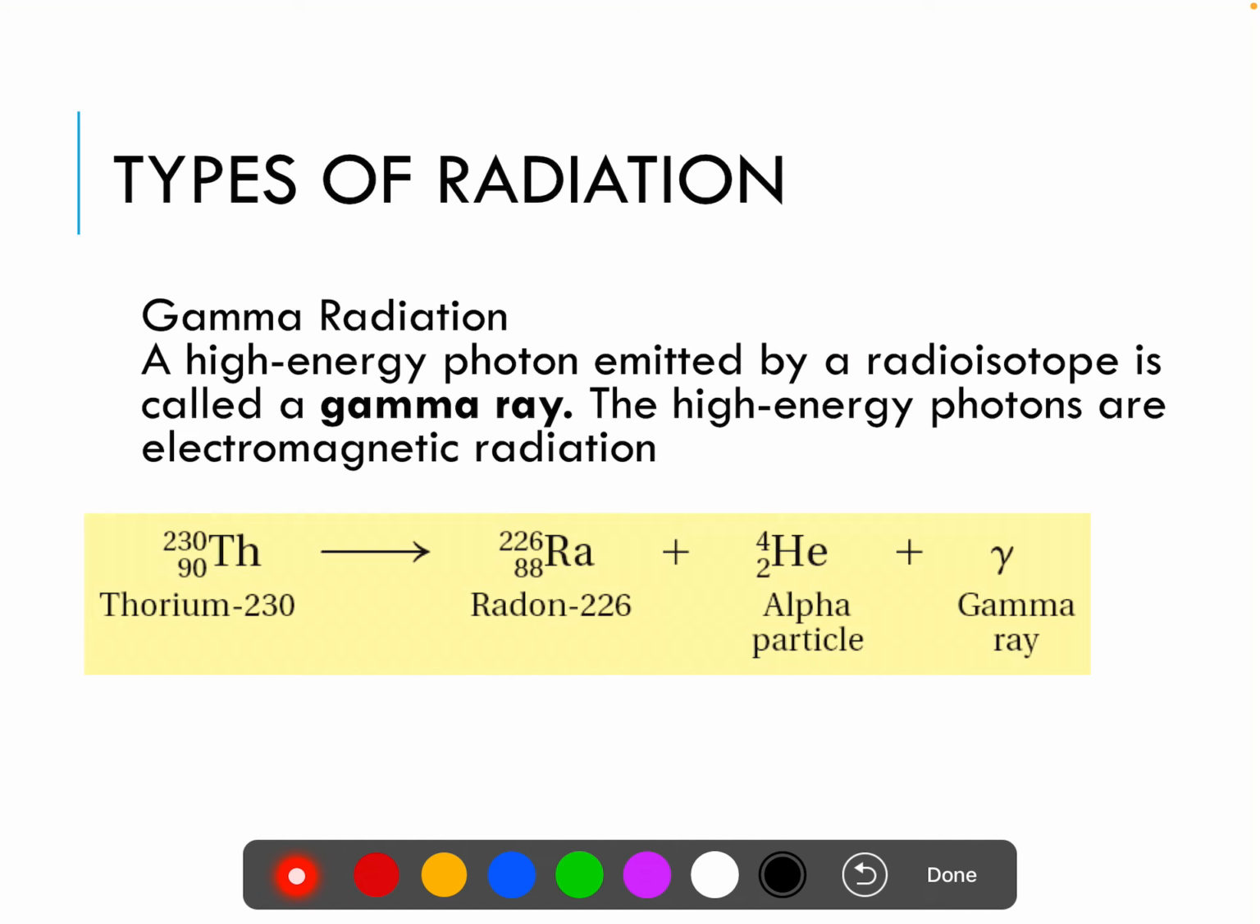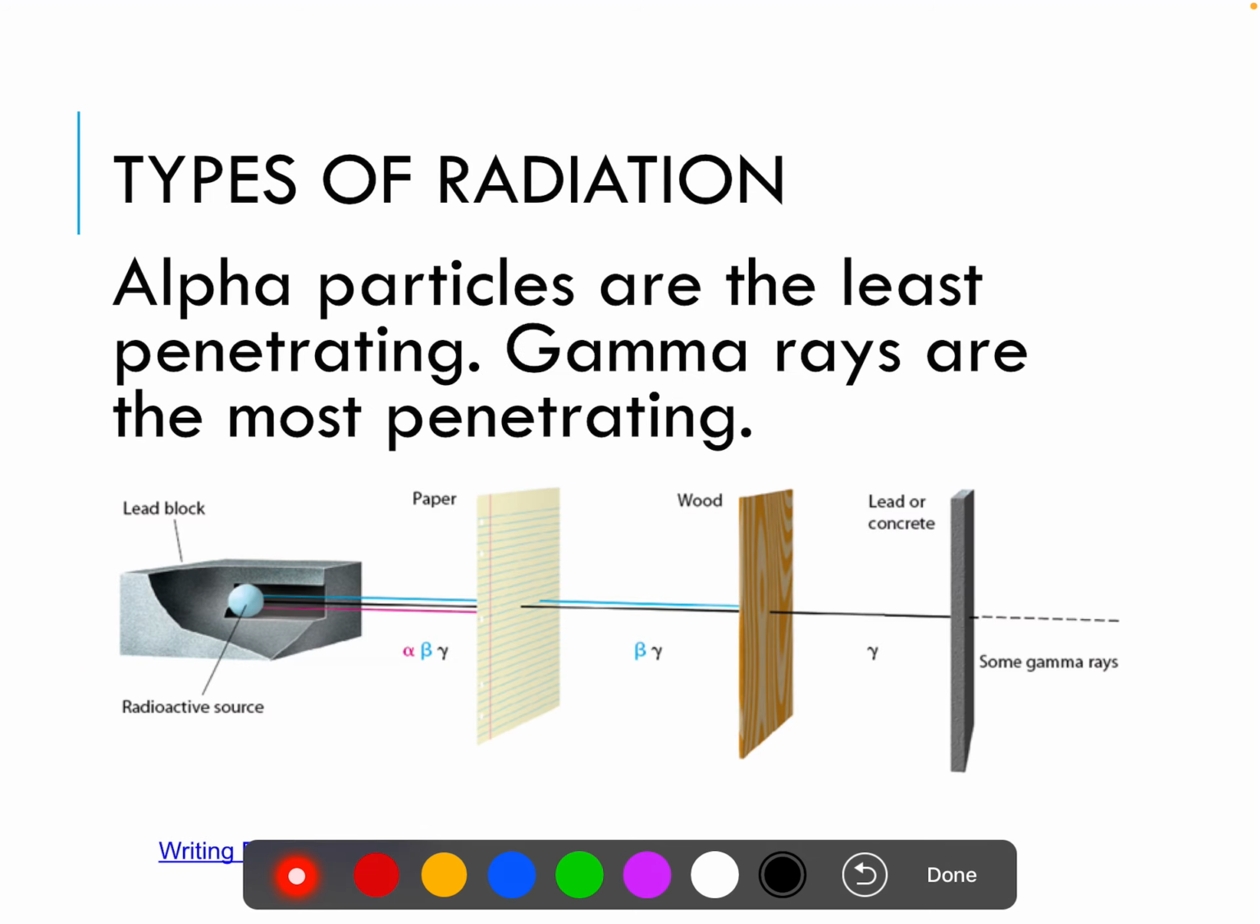Gamma radiation is just extra energy that's given off, so it doesn't have any numbers associated with it. It doesn't have mass or whatnot, at least that we're concerned about. And so it's just radiation that will sort of be like a side product when something else is emitted. And it's very high energy, very high energy.